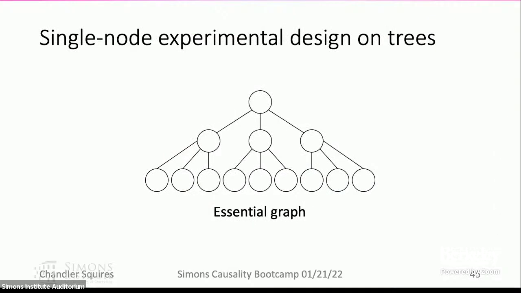So trees are really easy kinds of graphs to think about in terms of Markov equivalence. So if you consider the essential graph of a Markov equivalence class being a tree, does anybody have a guess on how many possible members of this Markov equivalence class there might be? The number of nodes, right?